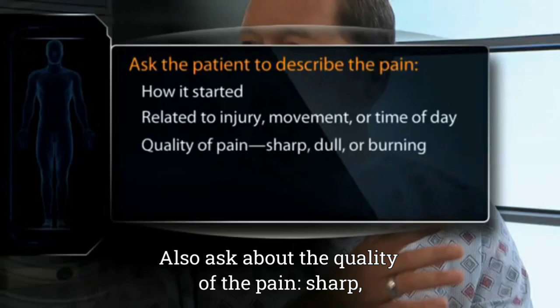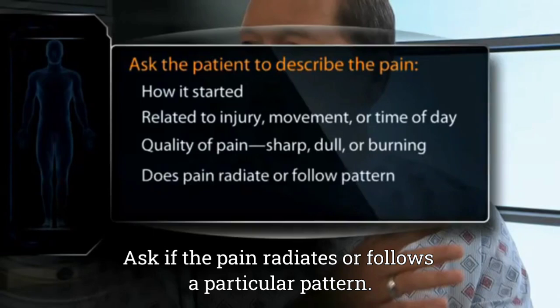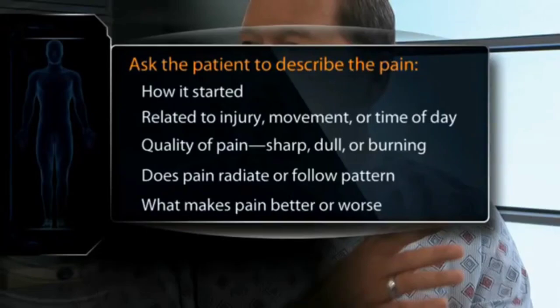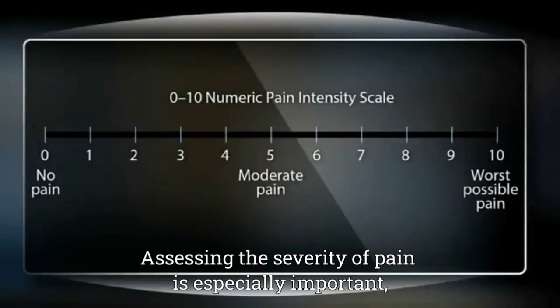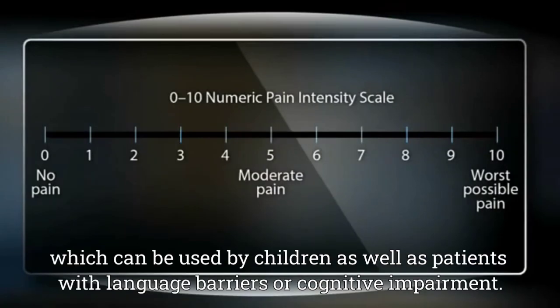Also ask about the quality of the pain: sharp, dull, or burning. Ask if the pain radiates or follows a particular pattern. Ask what makes the pain better or worse. Assessing the severity of pain is especially important, and there are many scales at your disposal to help determine that, which can be used by children as well as patients with language barriers or cognitive impairment.